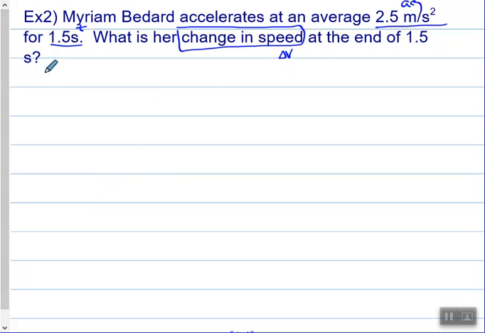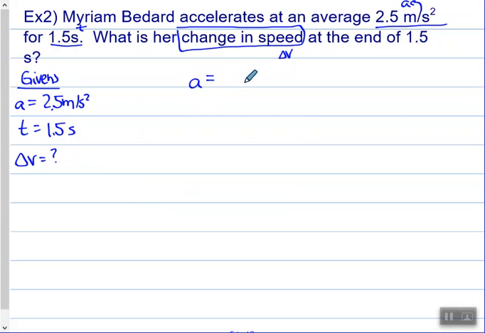All right, so givens. We have an acceleration of 2.5 meters per second squared. We have a time period of 1.5 seconds, and we are looking for a change in speed. Here's our givens, now our formula. So our formula is A equals delta V over delta T.